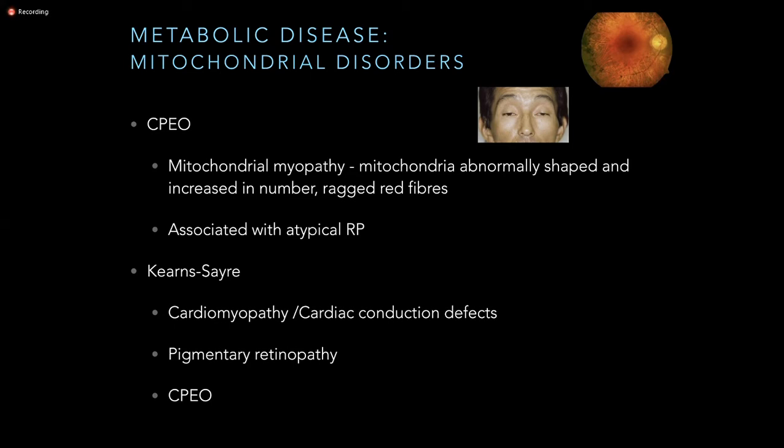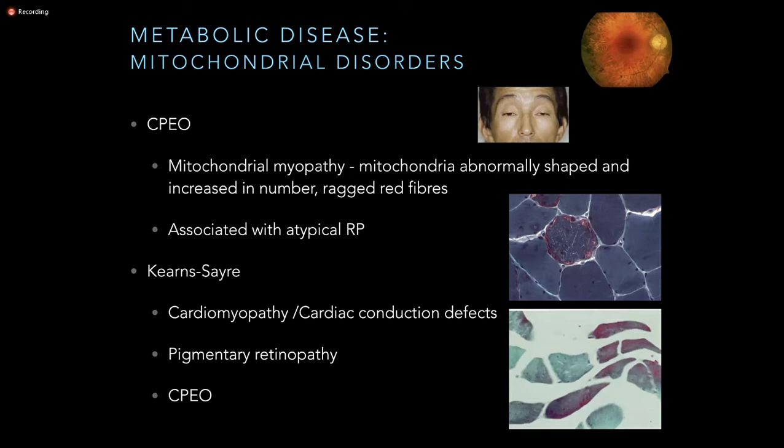On pathology, we see these ragged red fibers, and these are visible in these pictures here. Typically, you'll see them on a trichrome, so a Masson trichrome or a Gomori trichrome stain. The ragged red fibers are clumps of abnormal mitochondria. It is associated with atypical retinitis pigmentosa. Kearns-Sayre syndrome has a classic triad of CPEO, pigmentary retinopathy, and cardiomyopathy with cardiac conduction deficits.